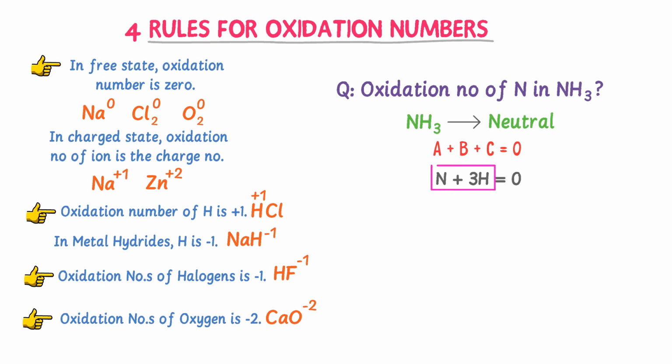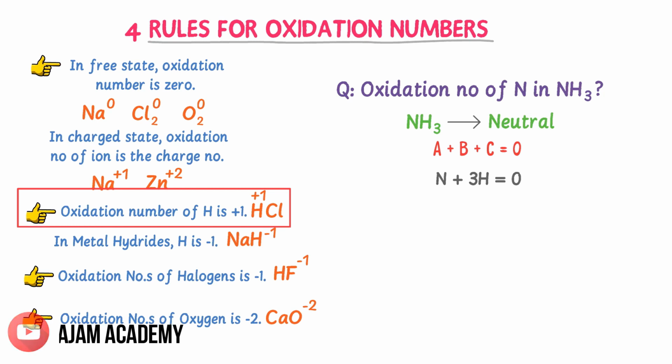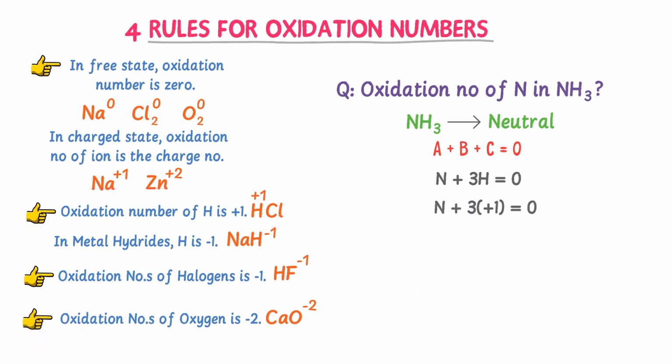Here there is 1 atom of nitrogen and 3 atoms of hydrogen present in ammonia NH3. We know that the oxidation number of hydrogen in its compound is +1. So I write N plus 3 into +1 is equal to 0. Or N plus 3 is equal to 0.